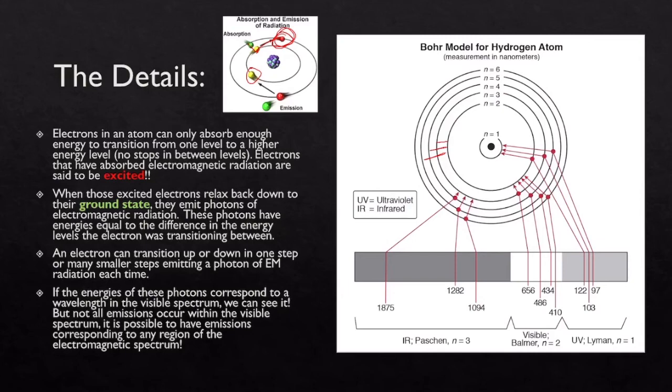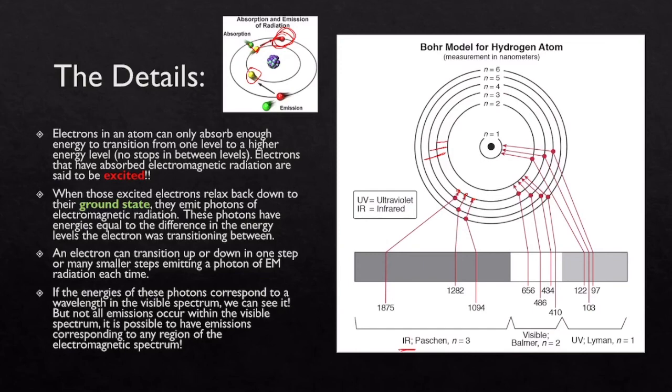Whatever an electron does, though, if the energies of these photons correspond to wavelengths in the visible spectrum, then we can see it. But not all emissions occur within the visible spectrum, so it's possible to have emissions corresponding to any region of the electromagnetic spectrum. And one example of this is the hydrogen atom here. So if we have electrons starting in this third energy level right here, and they're transitioning up and then relaxing back down to the third energy level, they will emit infrared radiation, right? And we experience this as heat.